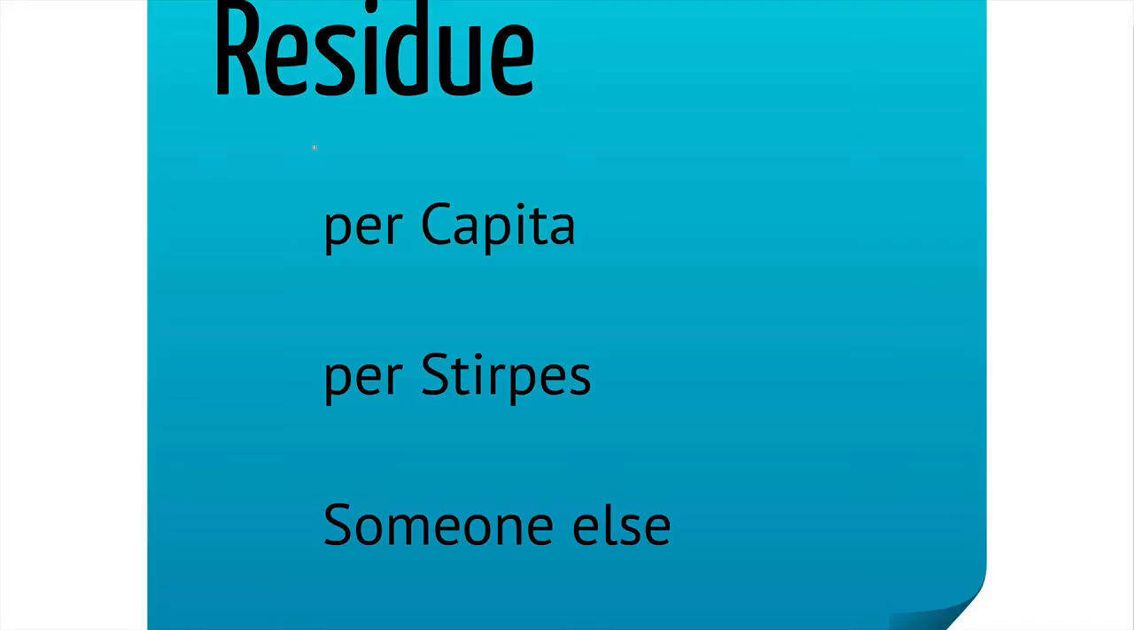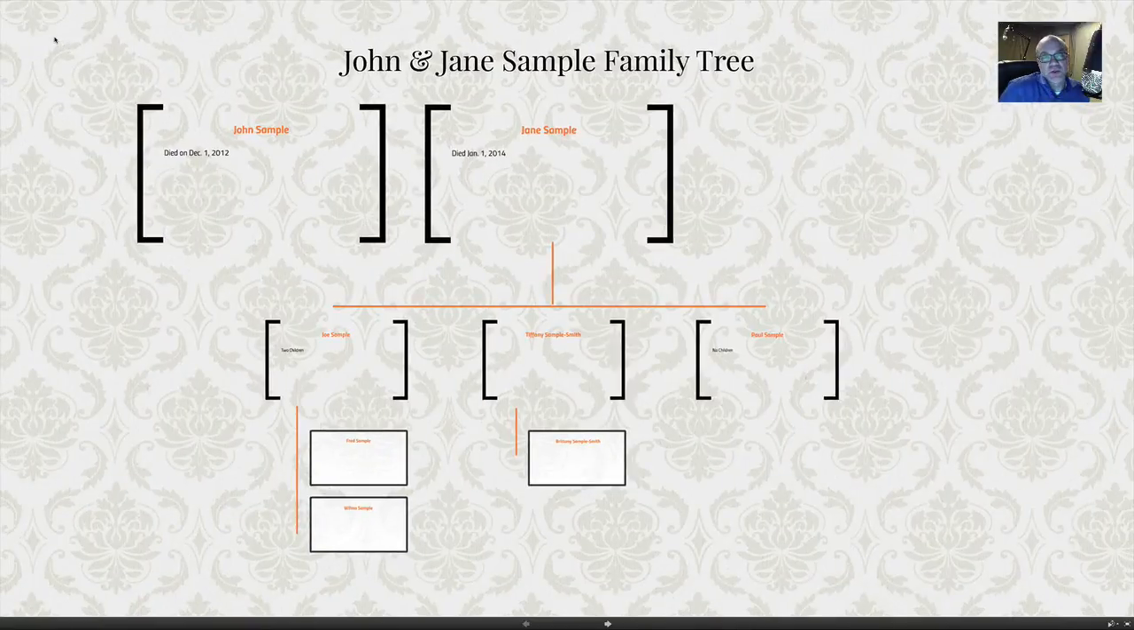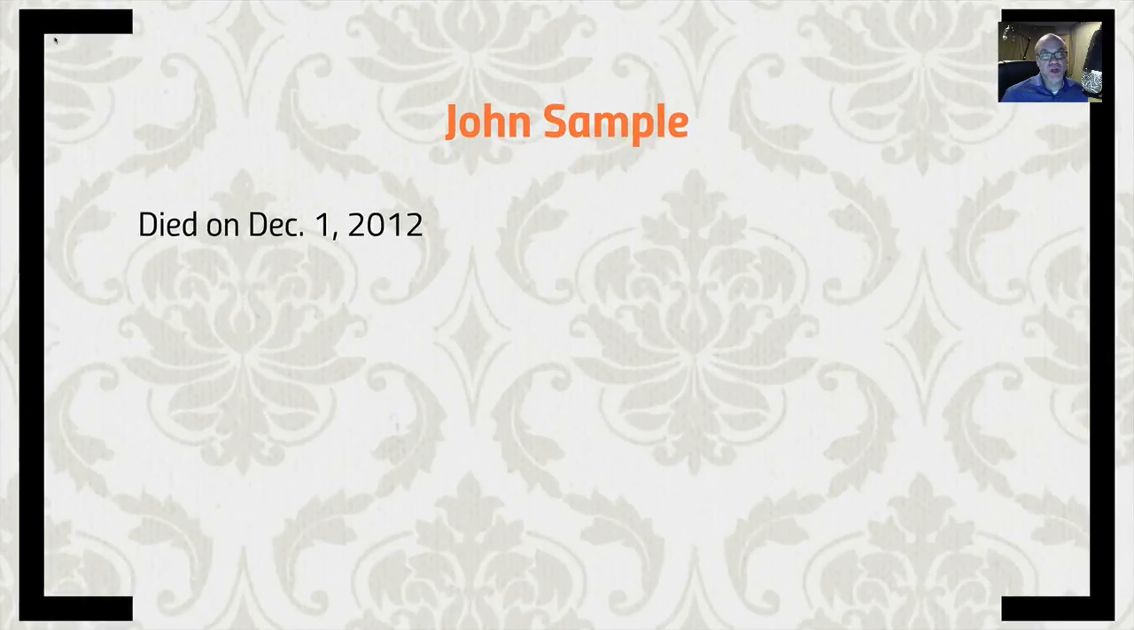So the way I learn is through example. So let's start an example to illustrate and talk about the differences. To illustrate, let's start with the hypothetical of John and Jane Sample. Here's their family tree.